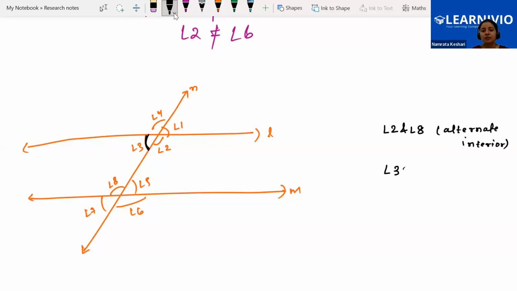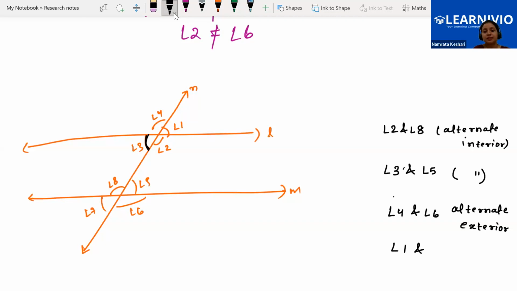Three and which angle are? 5. Angle 5. See, I am making the list. I'm not saying whether it is same or not. I'm just making the list. Alternate interior. What alternate exterior? If I will say 4 and 6. Angle 4 and angle 6, exactly. Angle 1, angle 7. Exactly.